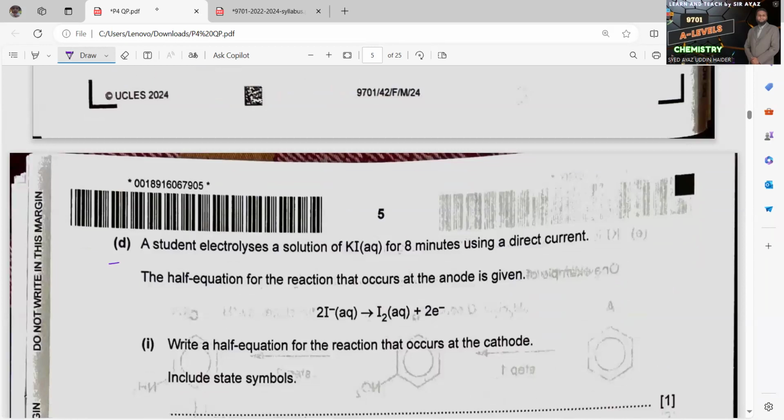Moving to the next part, D. A student electrolyzes a solution of KI aqueous for 8 minutes using a direct current. The half equation for the reaction that occurs at the anode is given: 2I- (aq) gives I2 (aq) plus 2 electrons.